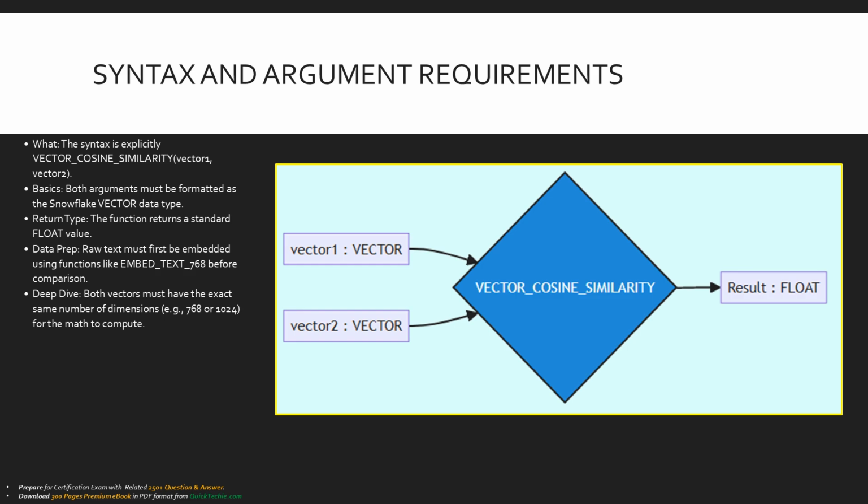This flow diagram outlines the strict input and output contract of the function. We have vector 1 and vector 2 entering the function block. Notice that both explicitly require the vector data type. They feed into the vector cosine similarity engine, which performs the angle calculation. The engine then outputs the final result, which is always a standard float data type. This simple float output makes it incredibly easy to use in standard SQL order by or where clauses.